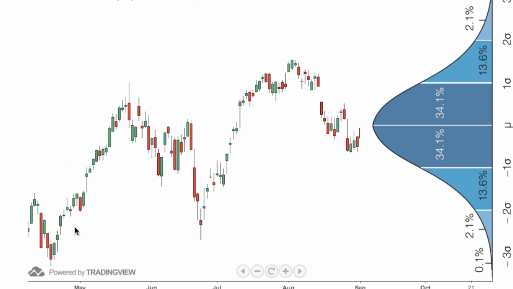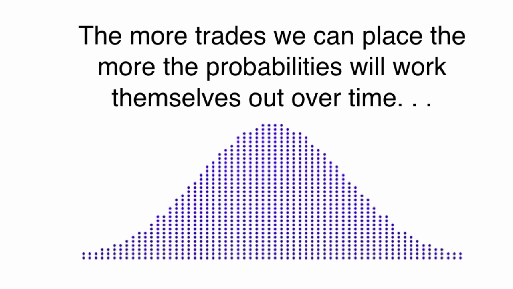So again, just as a review, if this is the S&P or the SPY, then we have this probability graph that says the vast majority of the time, the S&P is going to close within this range in a given time period. As that time period expands, the probability that it gets to these further edges increases because we're giving the market more time. So the more trades we can place, the more the probabilities will work themselves out over time. Think about each one of these little dots as a specific trade. The more times you can place trades, the more times you're going to have probabilities work themselves out over time. And that's the name of the game.